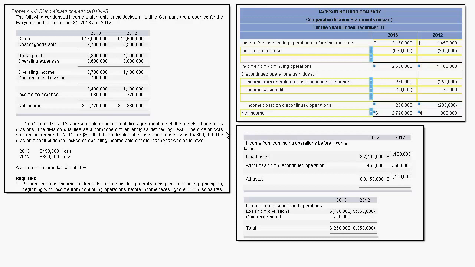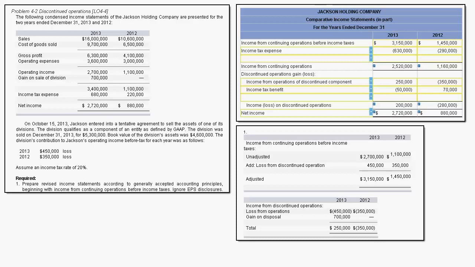The book value of the division's assets was $4.6 million, and the division's contribution to Jackson's operating income before tax for each year was given, as you see here: a $450,000 loss in 2013, and the year before it was a $350,000 loss. Now we're to assume there is an income tax rate of 20%, and the requirement is to prepare the revised income statement according to generally accepted accounting principles, beginning with income from continuing operations before income taxes, and you are to ignore earnings per share disclosures.